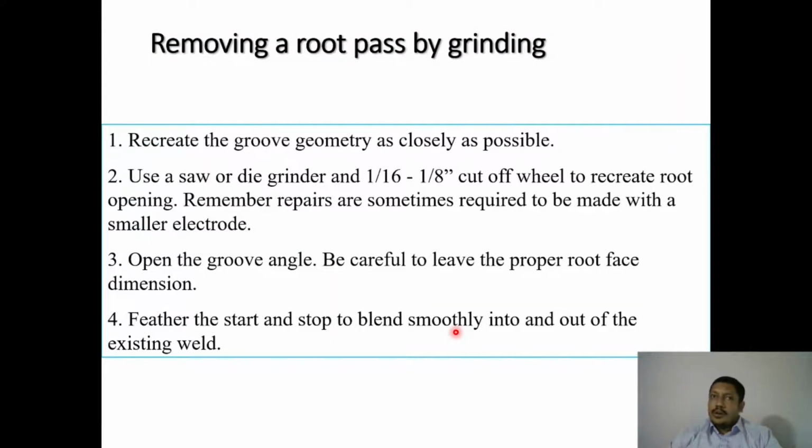Yeah, so if a root defect has occurred, then you have to cut it again and grind it. Then you have to perform the welding. Open the groove angle, and be careful to leave the proper root face dimension. Feather the start and stop to blend smoothly into and out of the existing weld.